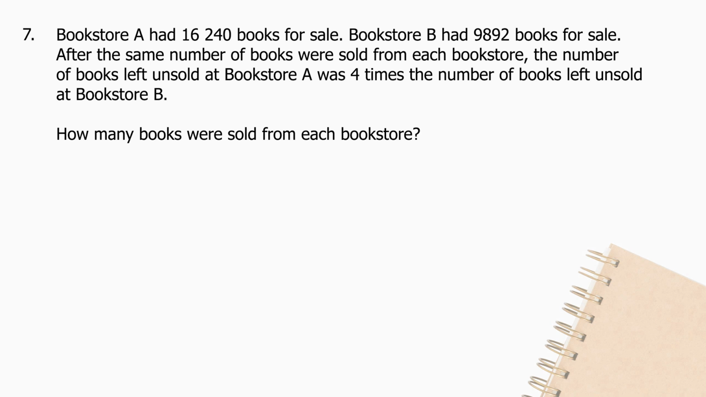Question 7. Bookstore A had 16,240 books for sale. Bookstore B had 9,892 books for sale. After the same number of books were sold from each bookstore, the number of books left unsold at Bookstore A was 4 times the number of books left unsold at Bookstore B. How many books were sold from each bookstore?